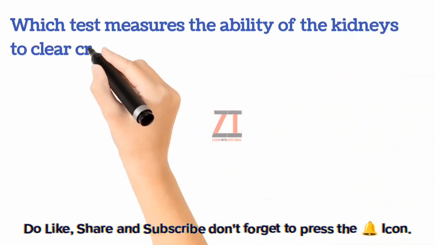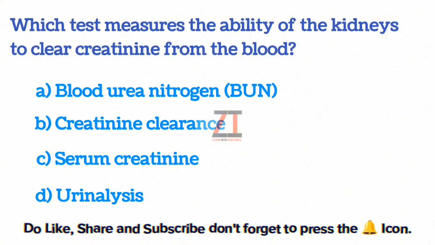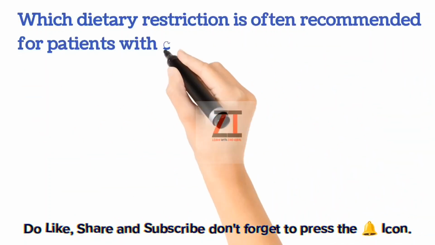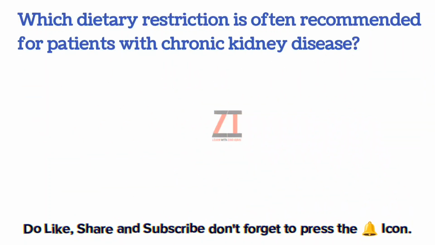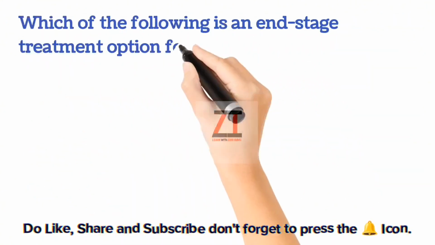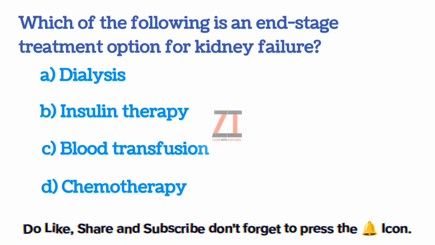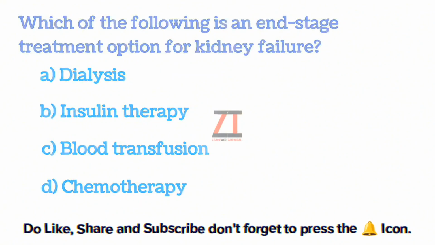Which test measures the ability of the kidneys to clear creatinine from the blood? Right answer is option B, creatinine clearance. Which dietary restriction is often recommended for patients with chronic kidney disease? Right answer is low sodium. Which of the following is an end-stage treatment option for kidney failure? Right answer is option A, dialysis.